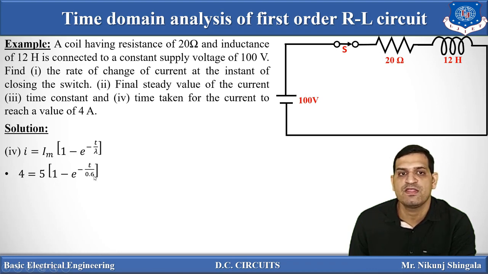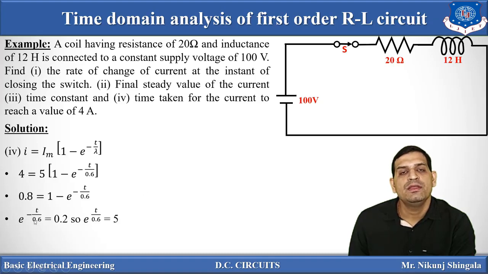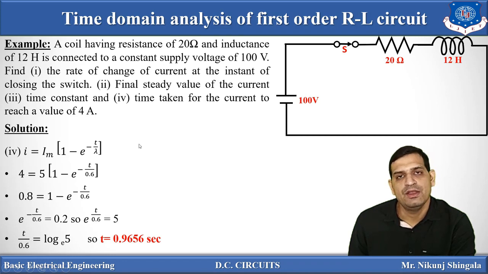by lambda, lambda is 0.6, so 0.8 is equal to 1 minus e to the power minus t divided by 0.6. So e to the power minus t divided by 0.6 is equal to 0.2. So we can write e to the power t divided by 0.6 is equal to 5. If we solve this, we get t is equal to 0.96 second. So after 0.96 second, the inductor current will reach 4 ampere.